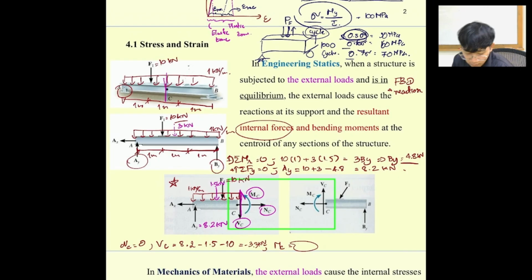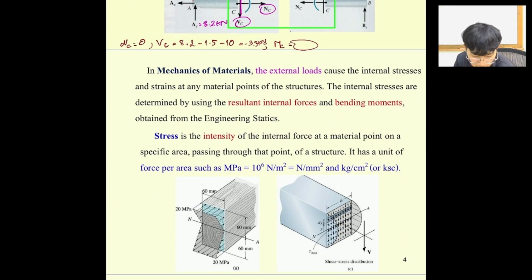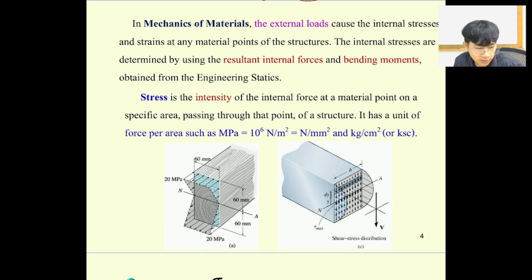And if we move on to mechanics of materials, you guys may have seen this. I think in chapter 6 we talked about the internal stress and internal shear stress over here, which we call tau. So from engineering statics we talk about external load, but in mechanics of materials, which is the second class after engineering statics, we're going to talk about internal stress.